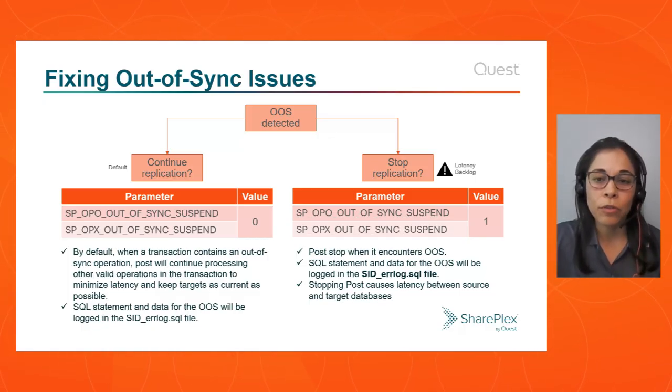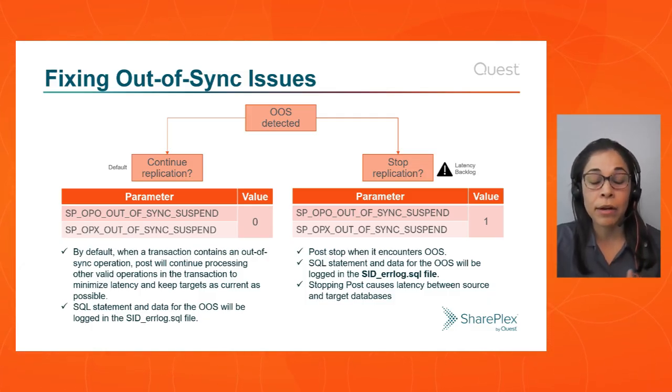When replication continues by default, on the left side, the post process will discard any operation that caused the autosync and will continue posting only the valid operations in this transaction. This approach helps to minimize latency and keeps the targets as up to date as possible.